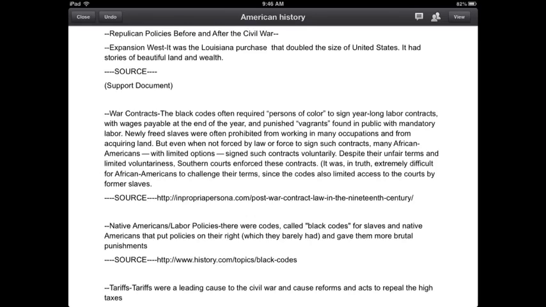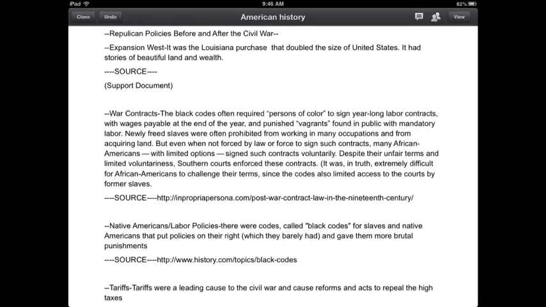Newly freed slaves were often prohibited from working in many occupations and from acquiring land, but even when not forced by law, they were forced to sign such contracts. Many African Americans with limited options signed such contracts voluntarily. Despite their unfair terms and limited rights, Southern courts enforced these contracts. It was, in truth, extremely difficult for African Americans to challenge their terms, since the codes also limited access to the courts by former slaves.